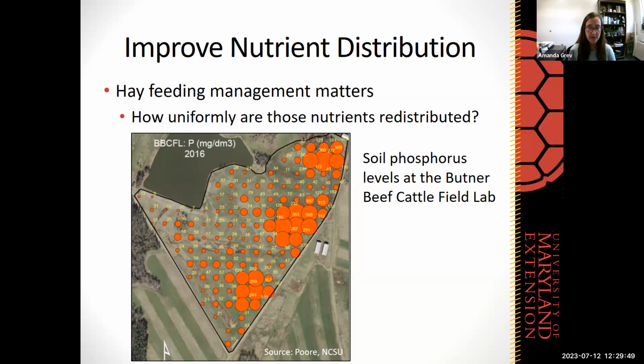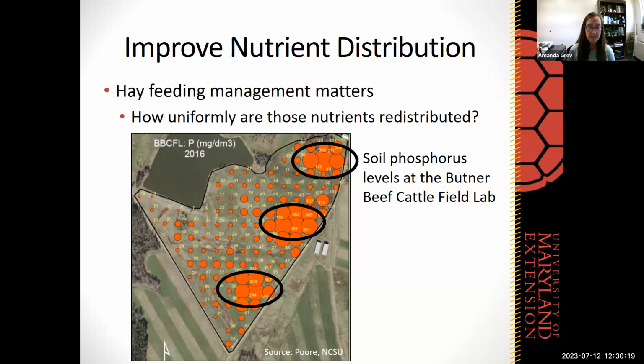And this figure is showing what the soil phosphorus levels at those individual grid spots were. So the bigger orange circles represent a much higher concentration of phosphorus, and the smaller circles represent a much lower concentration of phosphorus in the soil at those places. And so who wants to guess where they were feeding their hay in this field? It's fairly obvious when you look at it like this, right? We can see these 3 spots in particular have a lot higher concentration of phosphorus.